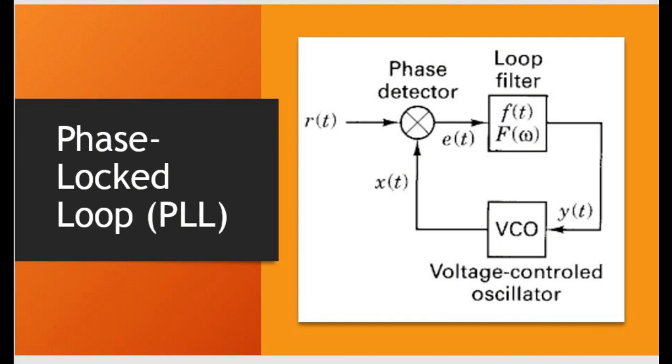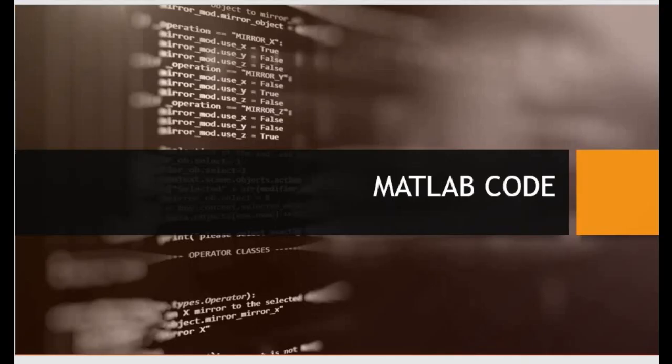Next is the PLL, or phase lock loop. This is the diagram of the phase lock loop. First is the phase detector. The phase detector is a device that produces a measured difference in phase between the incoming signal and the local replica. Next is the loop filter. The loop filter governs the PLL response to variance in the error signal. As well, the loop should be designed to be able to track changes in the incoming signal phase but not be overly responsive to received noise. Next, we go to the MATLAB code.